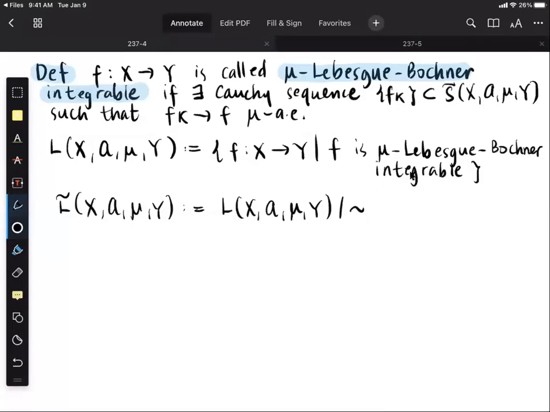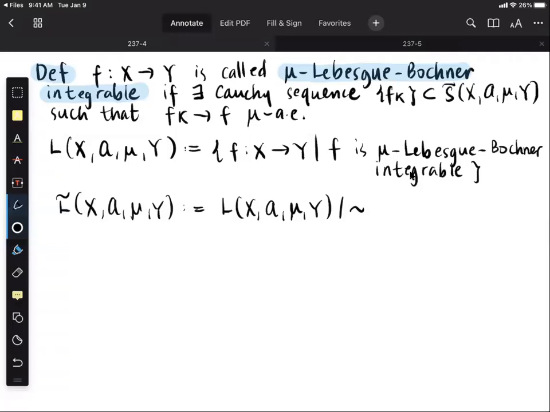So what are Lebesgue-Bochner integrable functions? A function f from a set X with a pre-measure mu will be called mu Lebesgue-Bochner integrable if we can find a Cauchy sequence, say f sub k, of simple functions, well, to be precise, equivalence classes of simple functions, such that these simple functions converge to f almost everywhere.